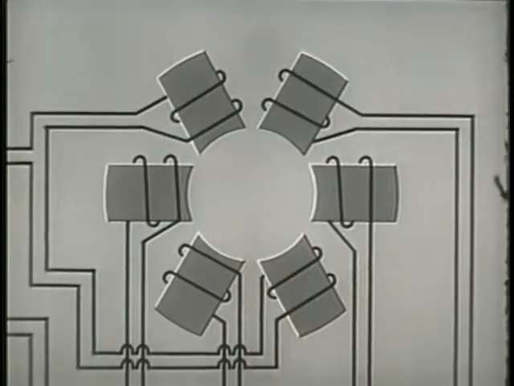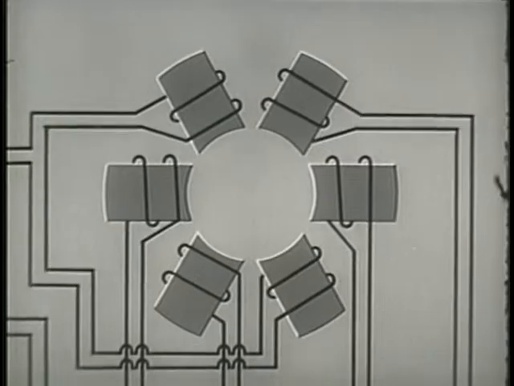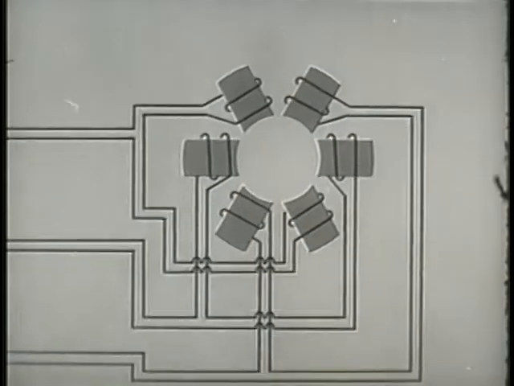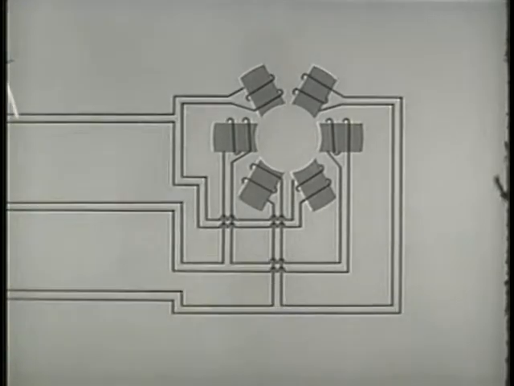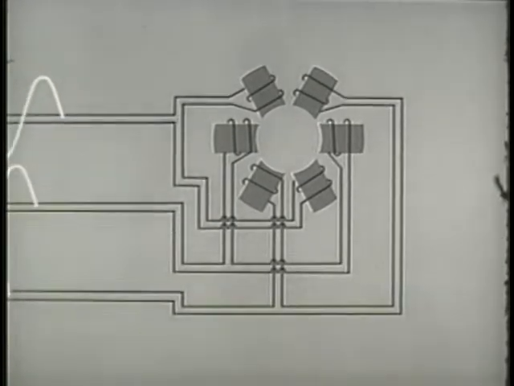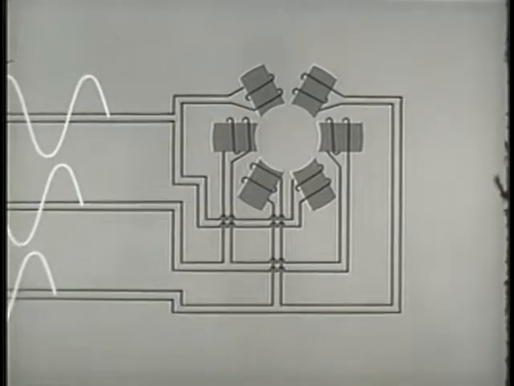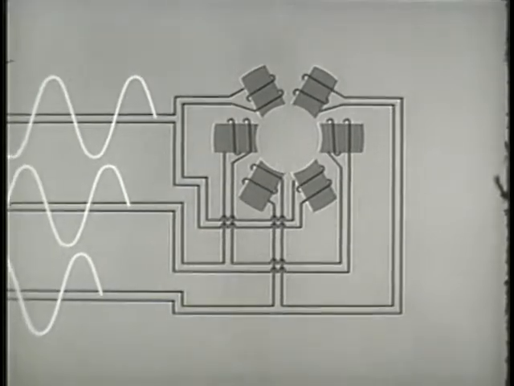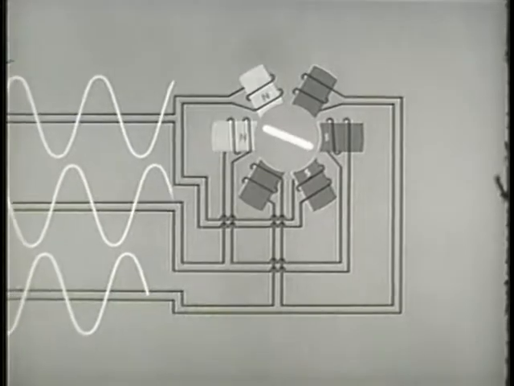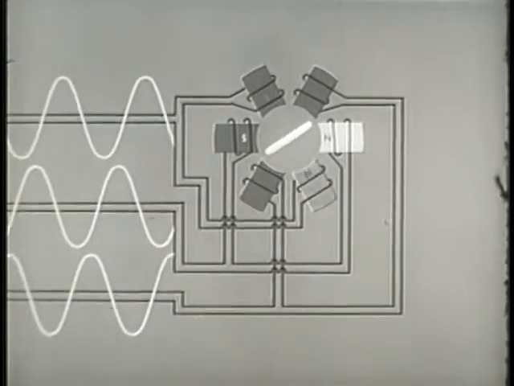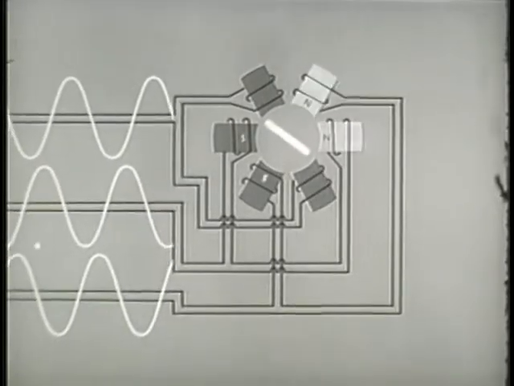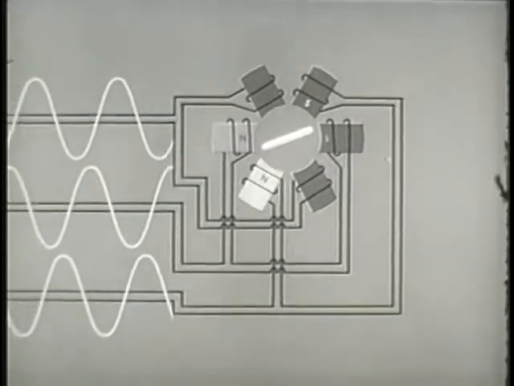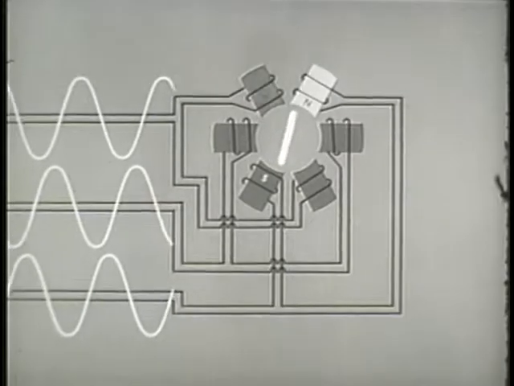Six magnets set in a circular arrangement represent the field of a three-phase induction motor. These three pairs of conductors, one pair for each AC phase, supply the field. Because of the time difference in the three phases, the poles will be energized in successive order, thus rotating the field electrically. Since the rotating field is cutting the rotor, it will rotate in the same direction as the rotating field, but at a slightly slower speed.